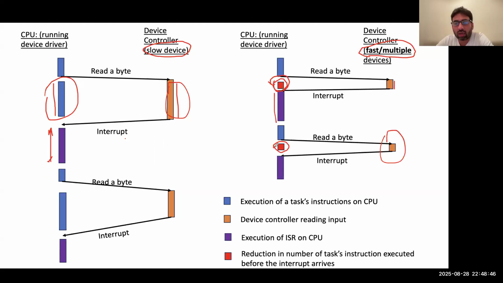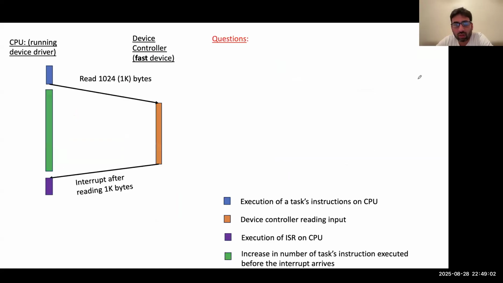How can we solve the problem? What is the problem? We don't want the CPU to get interrupted frequently, right? And the situation is that our device controller is fast. So how can we solve the problem? One option is that we can ask the device controller to not read one byte, but to read 1024 kilobytes, and once it is done with reading all of them, then send an interrupt.